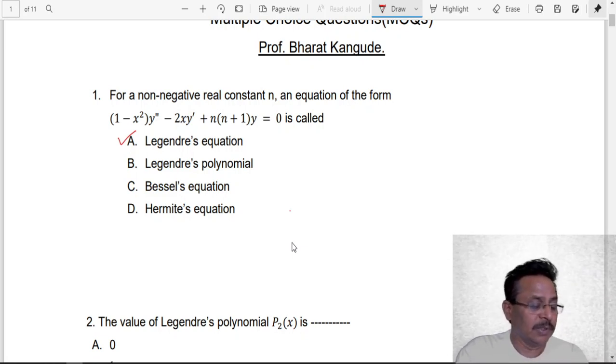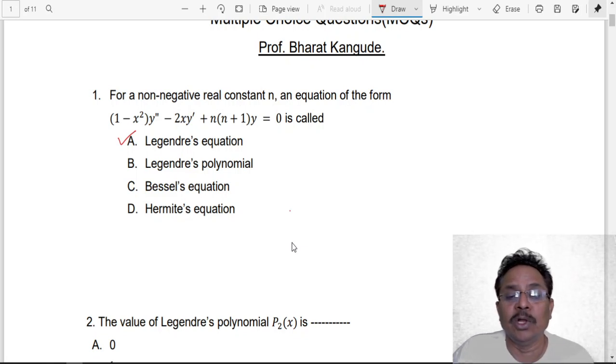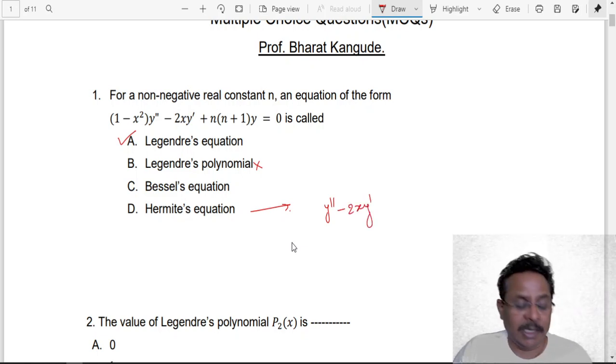If this is the Legendre equation, now let's discuss what other types of equations are, because we have to compare all these equations one by one. The first form is the Legendre differential equation. Second, Hermite differential equation. This is Legendre polynomial, no question about this. The Hermite equation is y double dash minus twice x y dash plus twice lambda y is equal to 0. This is the Hermite equation.